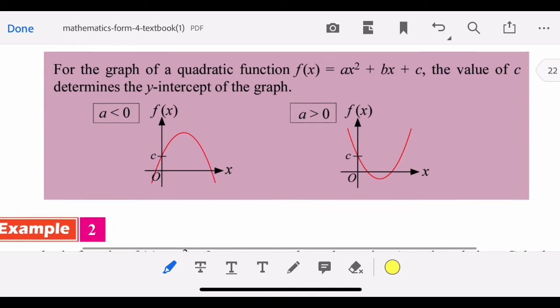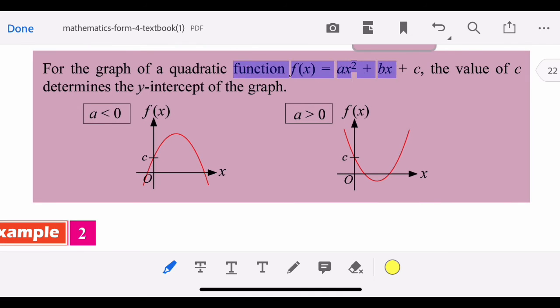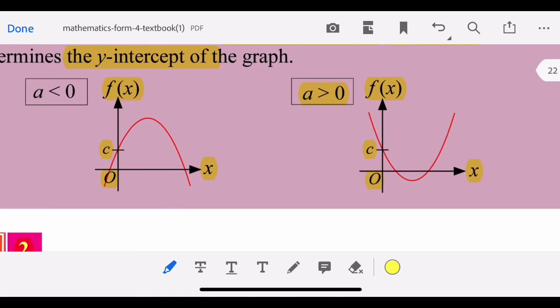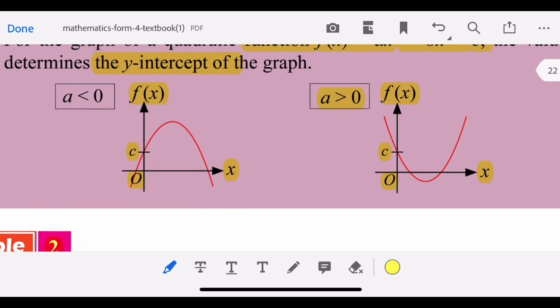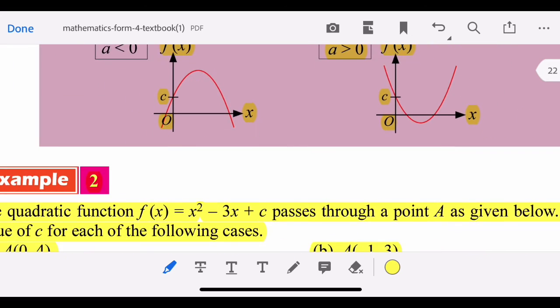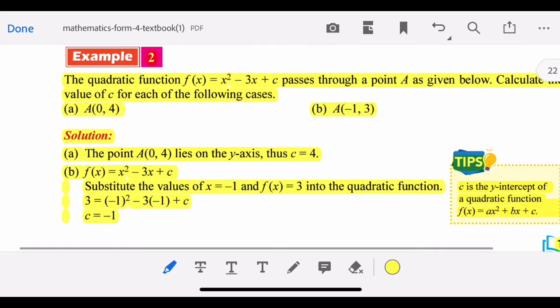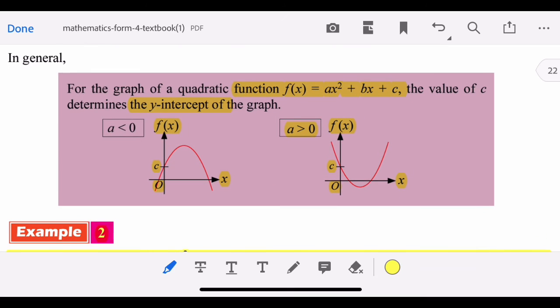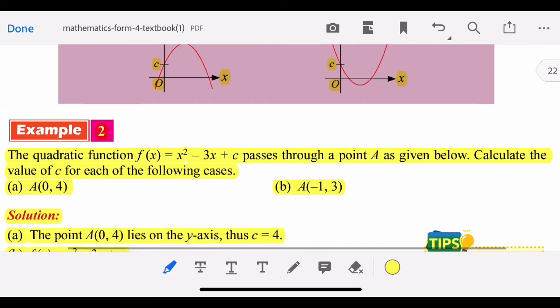In general, for the graph of a quadratic function f(x) equal to ax squared plus bx plus c, the value of c determines the y-intercept of the graph. For a less than 0, it is an n shape, and this is c. For a more than 0 it is a U shape, and you can see c is the y-intercept. So this is the change in the y-intercept c of the quadratic function.